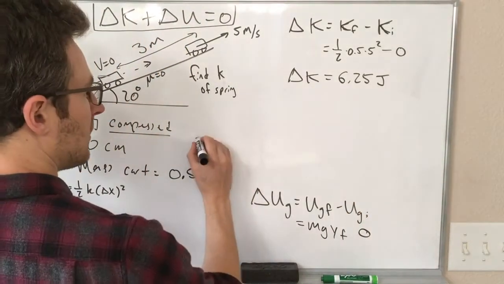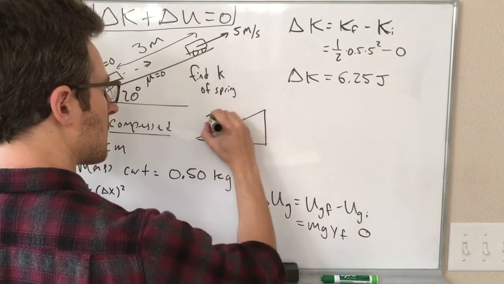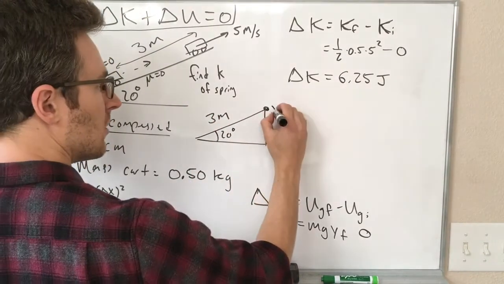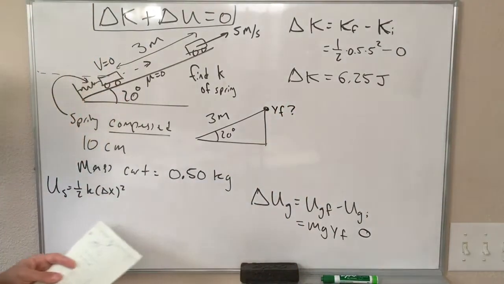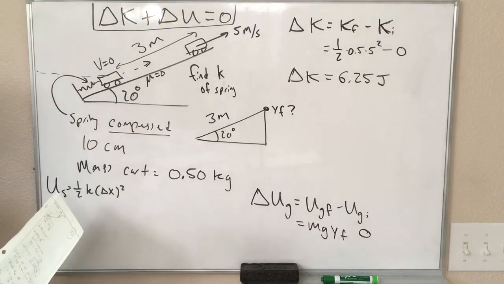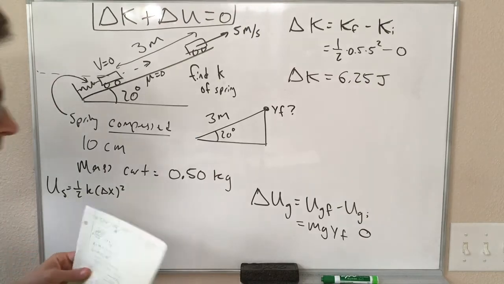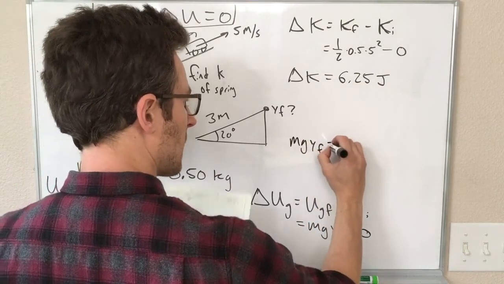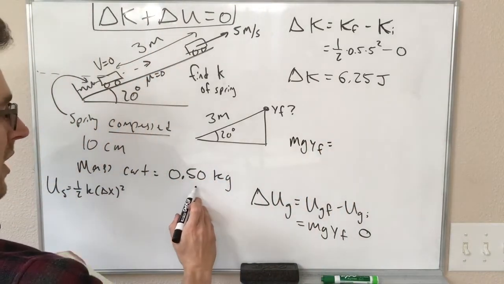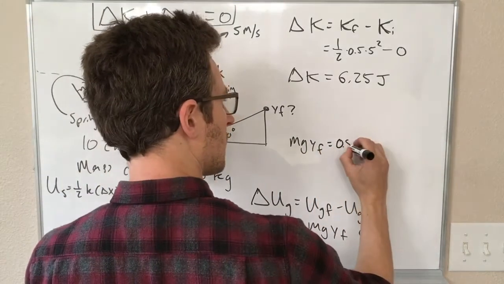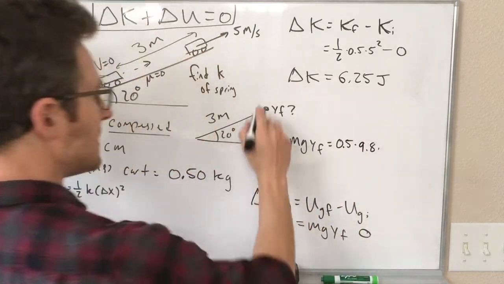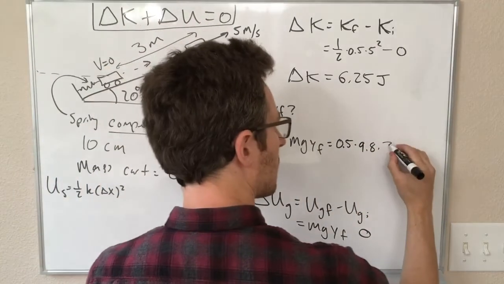So we have a triangle that looks like this. 3 meters, 20 degrees, and we want to know y final over there. So that is just 3 times the sine of 20. So mgy final is equal to 0.5 times 9.8 times the height, which again is 3 times the sine of 20.